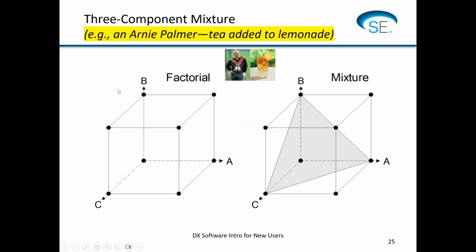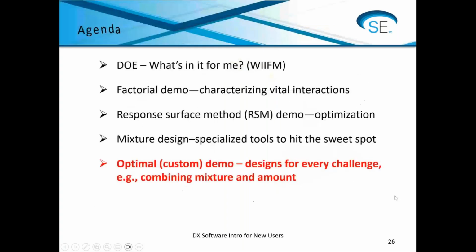If I have three components in a mixture, I'm not free to independently change them, because if I know two, the third is calculated by difference. So now with three components in my formulation, I don't have a cube anymore. I have a triangle. If I know two ingredients, the third is calculated by difference. So we have to use special tools to handle that.